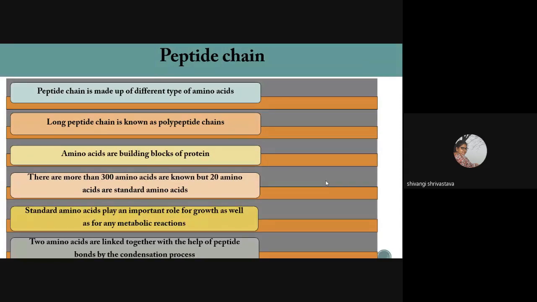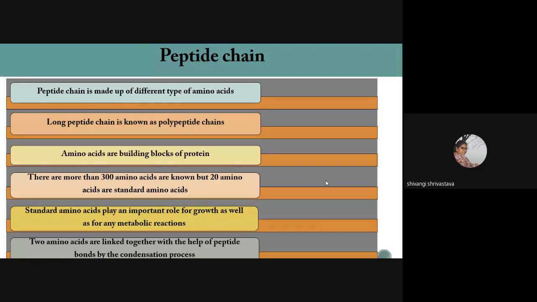Like DNA having purines and pyrimidines as building blocks, protein also has a building block, that is the amino acid. There are more than 300 amino acids known, but only 20 come in the standard amino acids, because they take part in the central dogma process.